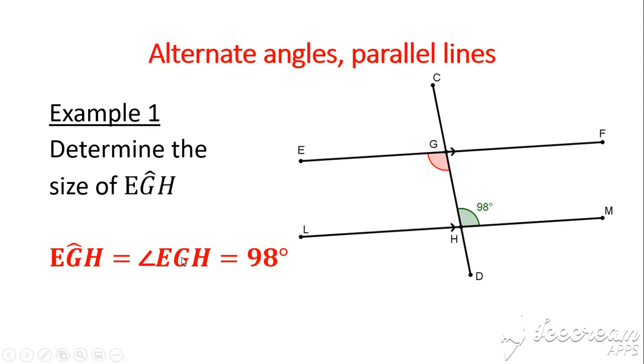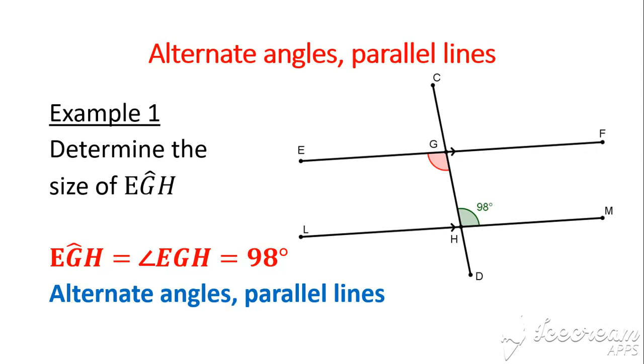Remember, with our geometric reasoning rules, you can't just write down an answer. You must provide a geometric reason, and the geometric reason is alternate angles, parallel lines. You don't have to say are equal. You can if you want, but you just need to say alternate angles, parallel lines. Remember the shortcut for all of these. This is the shortcut for alternate angles. We abbreviate alternate to alt. We use the angle sign, and then we use those two slanted slashes for parallel lines.